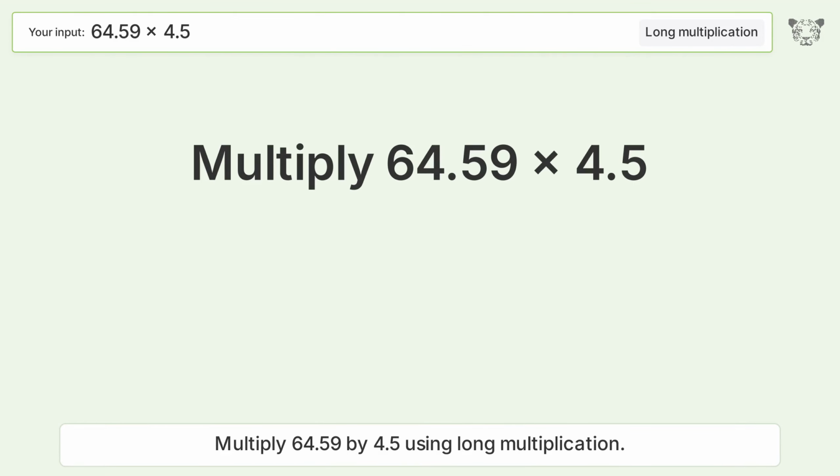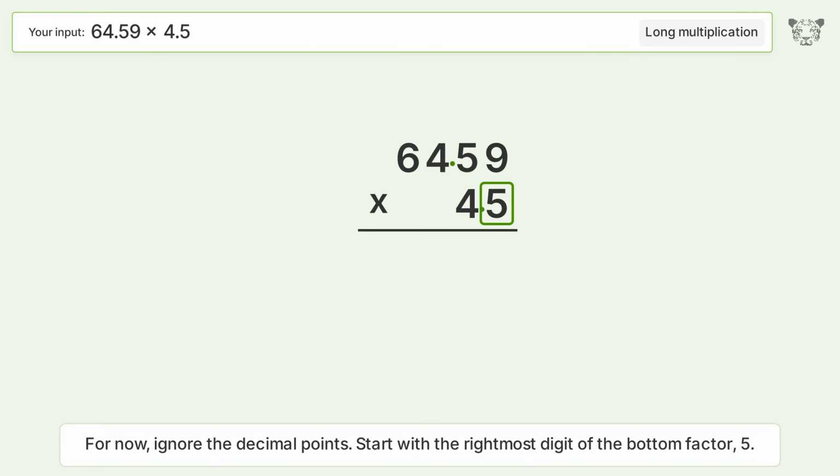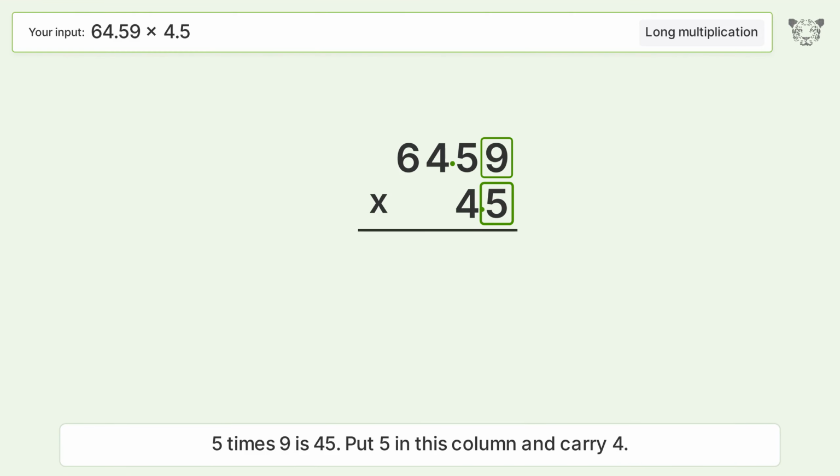Multiply 64.59 by 4.5 using long multiplication. For now, ignore the decimal points. Start with the rightmost digit of the bottom factor, 5. 5 times 9 is 45. Put 5 in this column and carry 4.